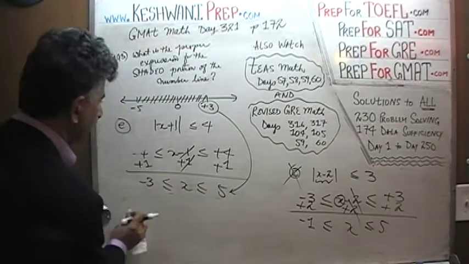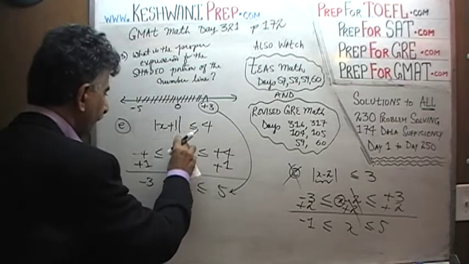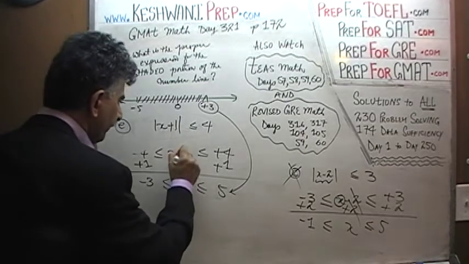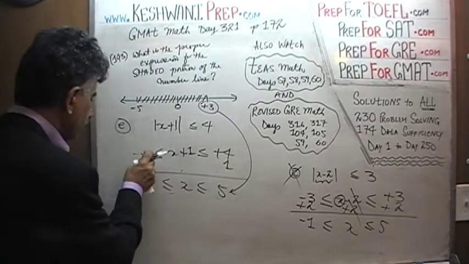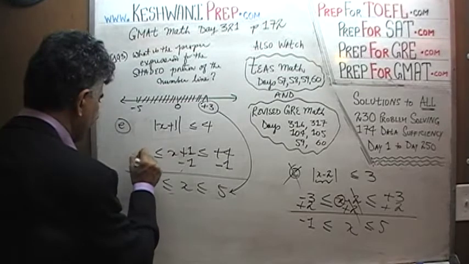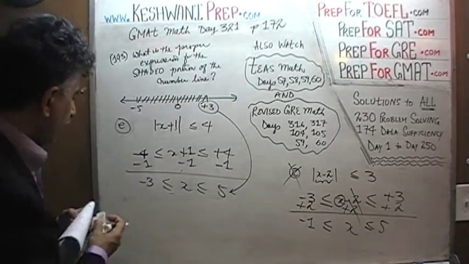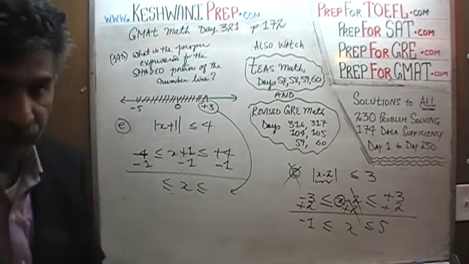So watch what happens now. Instead of a negative 1, we have a positive 1 here, which means if you want to get rid of it, we need to subtract 1, not add 1. We need to subtract 1. This is still negative 4, same as before. And now, what are we going to get? Let's find out, shall we?